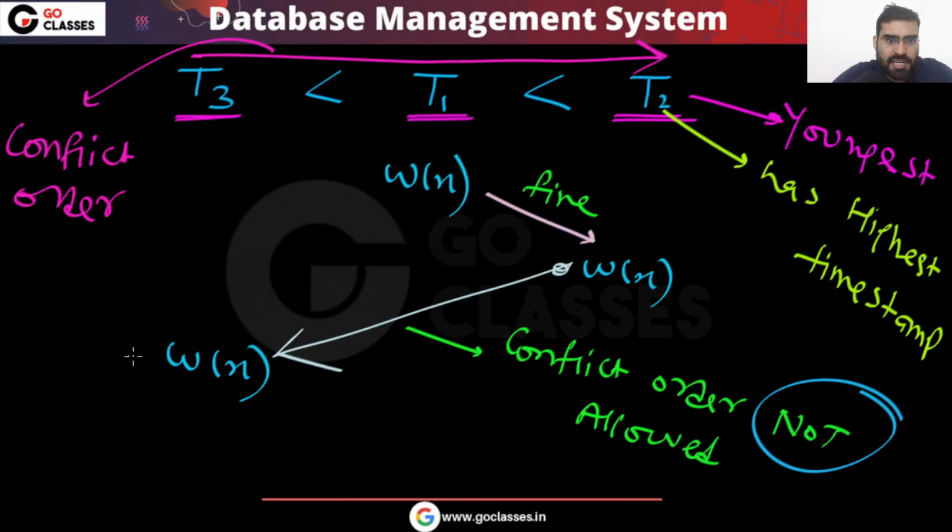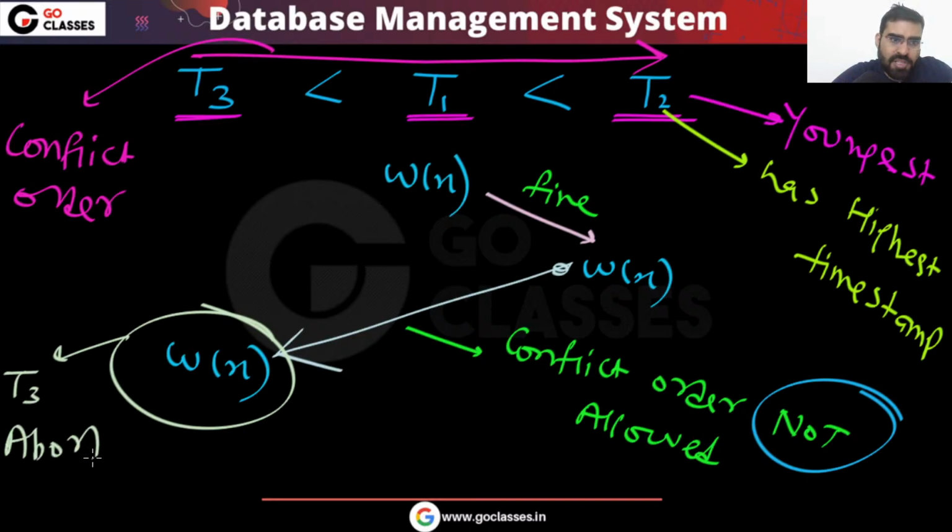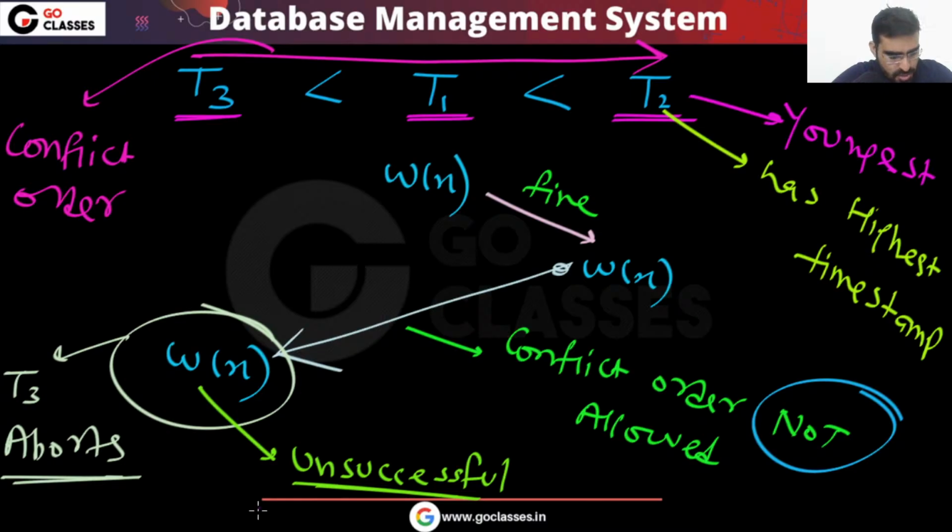You can easily see that at this point of time, T3 aborts, because T3 is late. Remember, this operation will be unsuccessful. This operation does not happen. Ultimately, the write timestamp of X will be only T2.